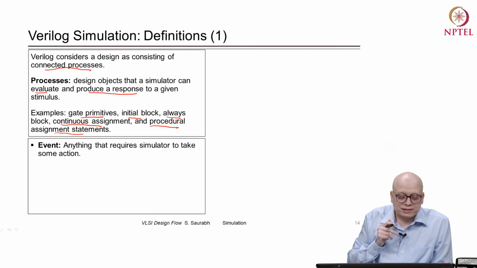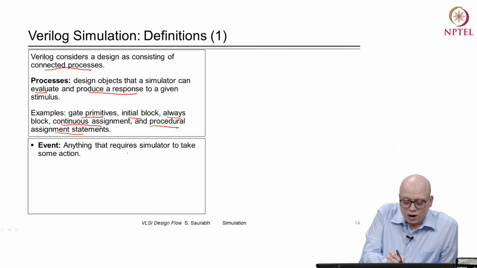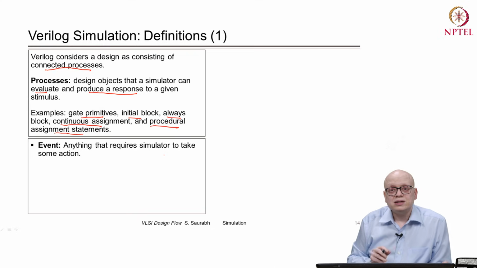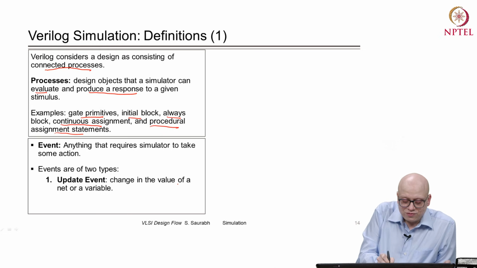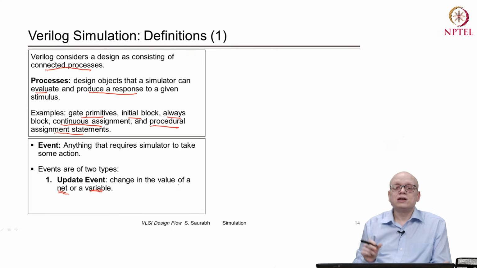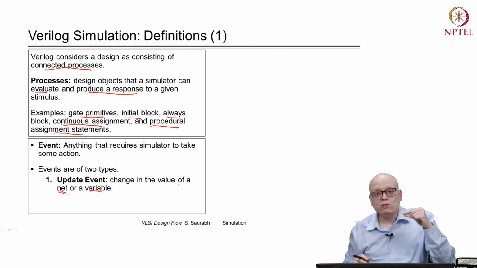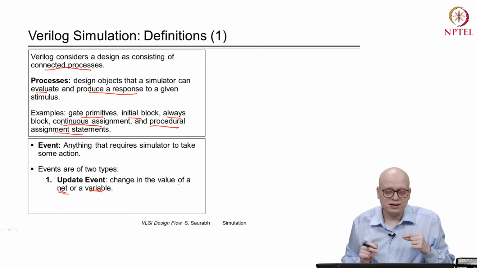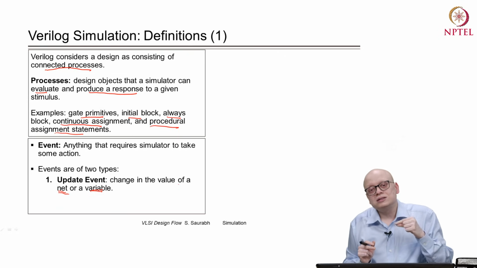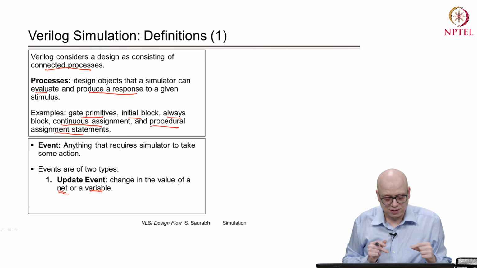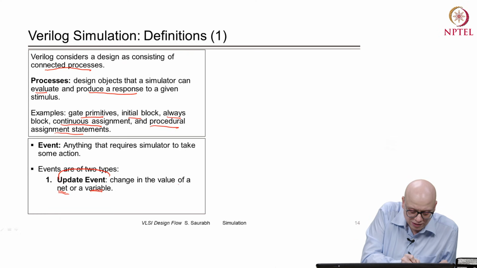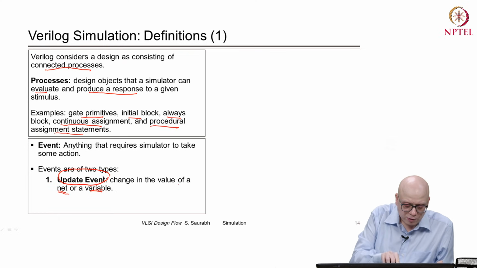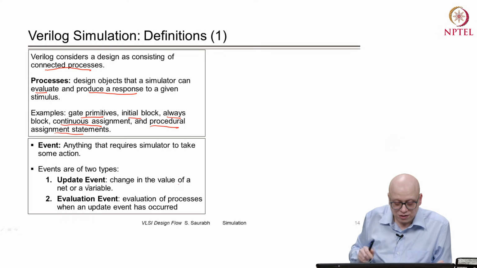Now, what is an event? Anything that requires the simulator to take some action is known as an event. For example, if there is a change in value of a net or a variable, there is a design in which the value of a net changes, because we might have applied a stimulus. Now that change in the value of a signal or a net or a variable is known as an update event. And there is another type of event which is known as an evaluation event.